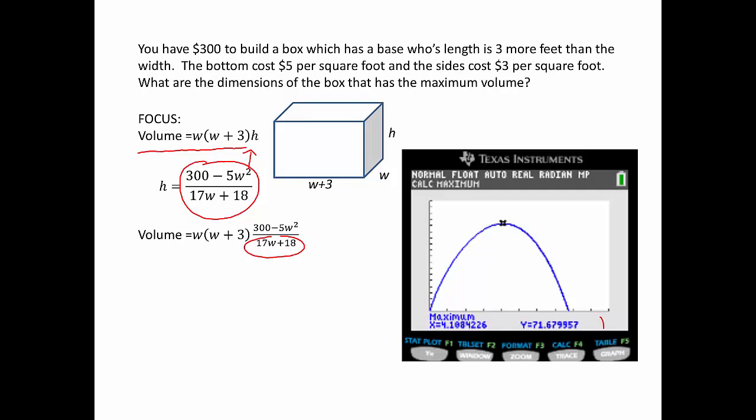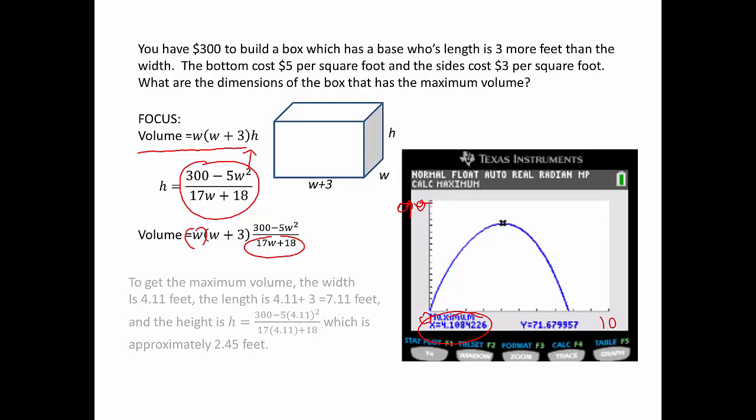I graphed it so that x goes up to 10 and starts at 0. Of course, I'm not going to look at any negative x's. They don't make any sense. And I think I might have gone up to, I'm not exactly sure, 80 or 90, something like that. Anyways, the key thing is the maximum happens when x is about 4.11, and in my calculator, x and w are going to be the same thing. So to get the maximum value, the width is 4.11 feet.